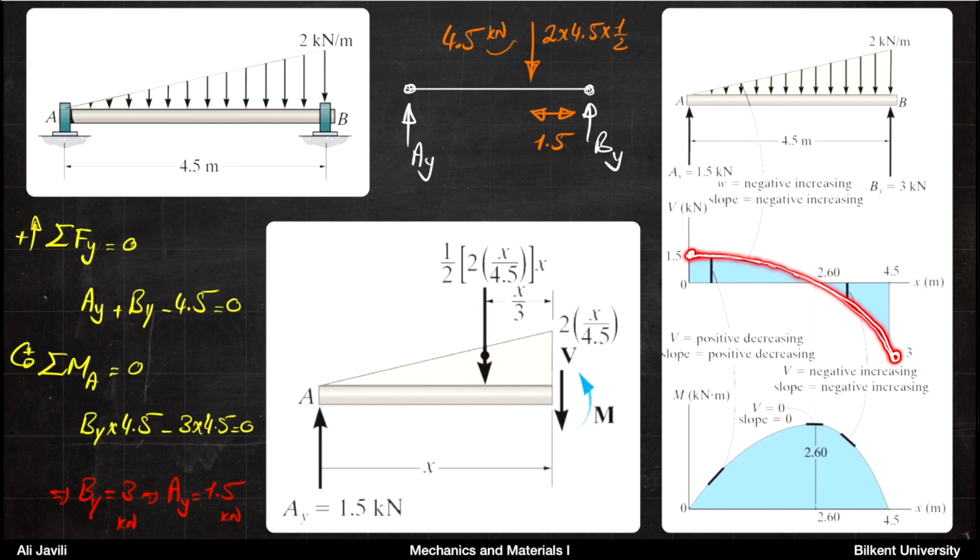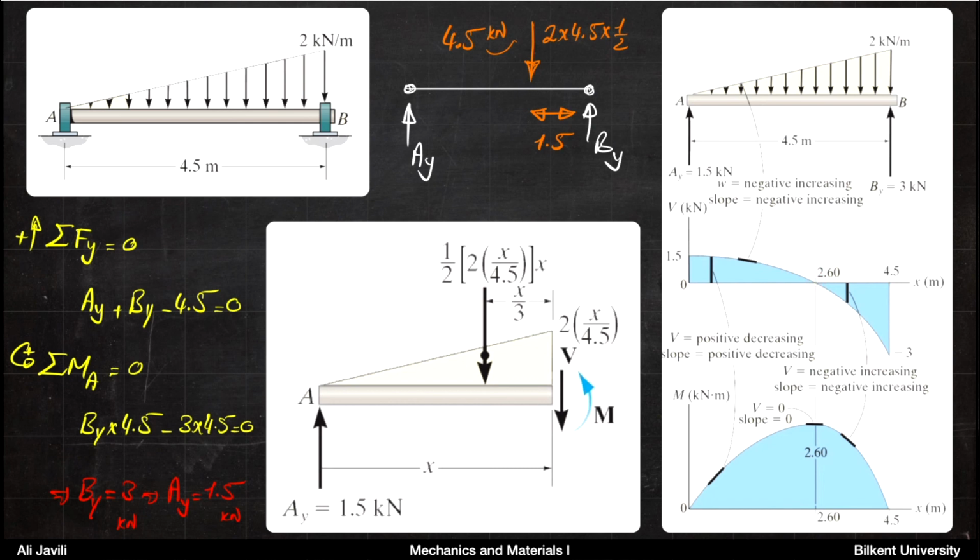And you know at the end it's going to be -3. So basically you want a quadratic function that starts at 1.5. The slope at the beginning would be 0. At the end, the slope is -2. And we know it's going to end at -3 because that's the reaction at B. So you draw that quadratic function and you get V. Also, you can see that at the distance 2.6, your V would be 0.